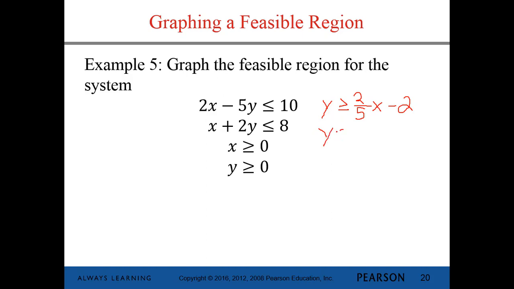And then this one here is going to be y is less than or equal to. I leave the inequality the same because I'm eventually going to be dividing by a positive number, so it's going to stay the same. And then I'm going to get negative 1/2 x, plus 4.